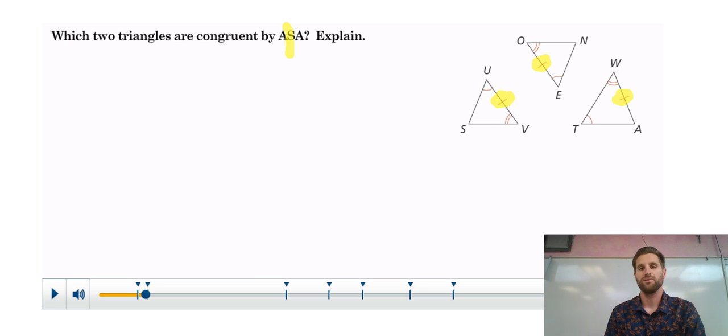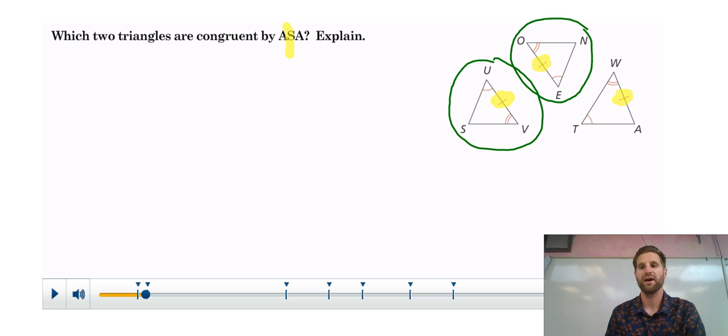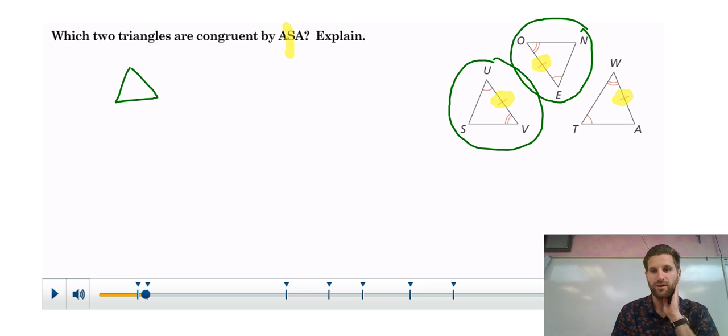Okay. Well, it appears to me that this triangle here and this triangle here both have the same included side. Is this triangle? No. So we want to write a triangle congruency statement. So we're going to go ahead and write triangle. Now I can write these letters in any way I want.